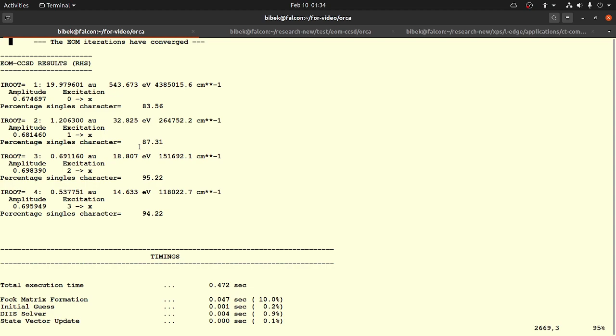If you request 5, then you can get 5. If you request 1, you get 1 root. So this is how you can do the core-level ionization calculation in ORCA. This is very simple. Try this out and let me know if there are any problems in the comment section. Thanks for watching.